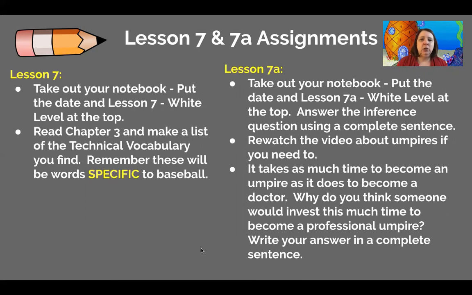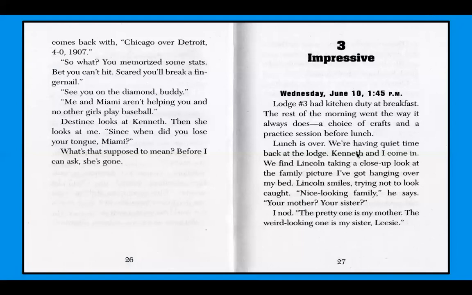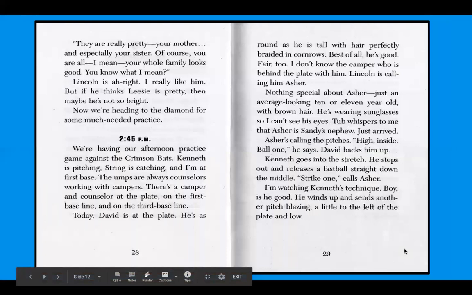So as we continue to go in this presentation, you're going to see that this is the chapter for Miami Jackson Makes the Play. Chapter 3. It's not a long chapter. You can pause it as you need it.